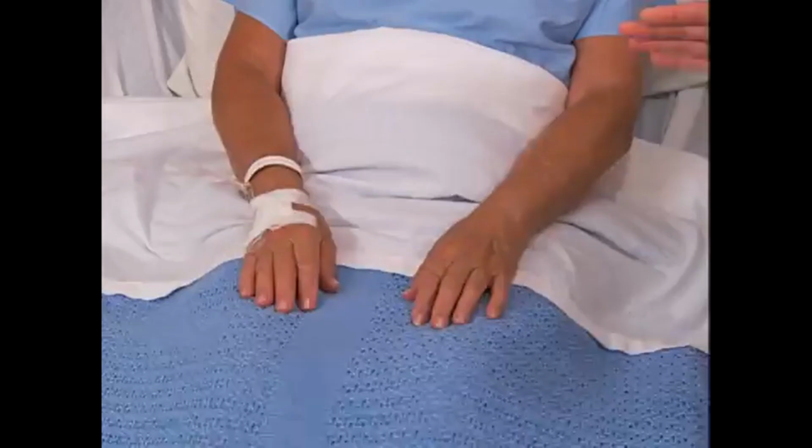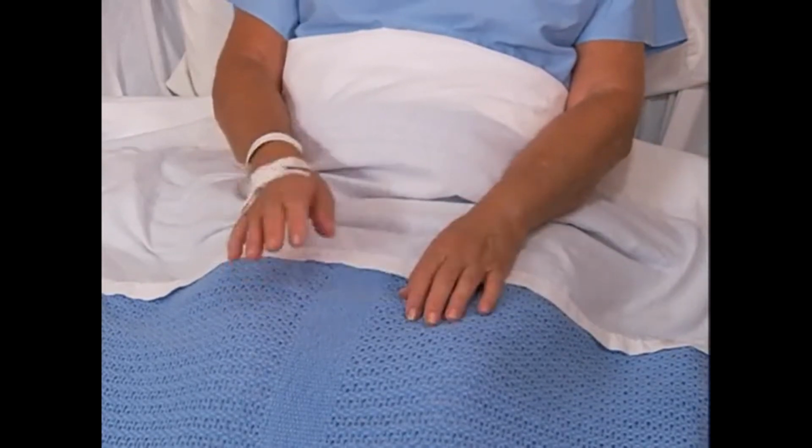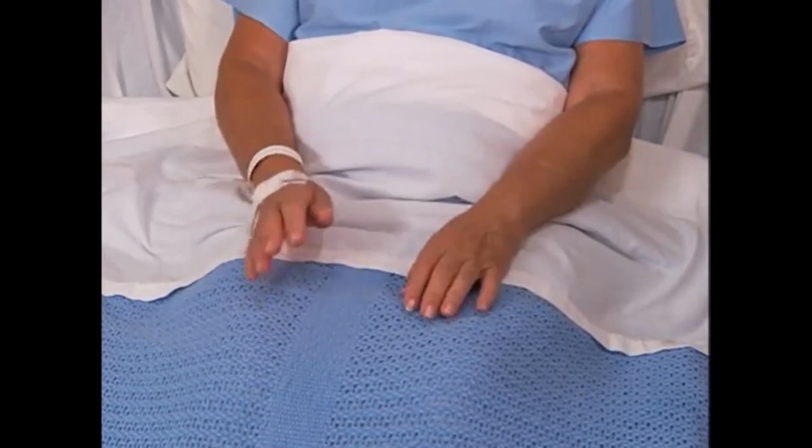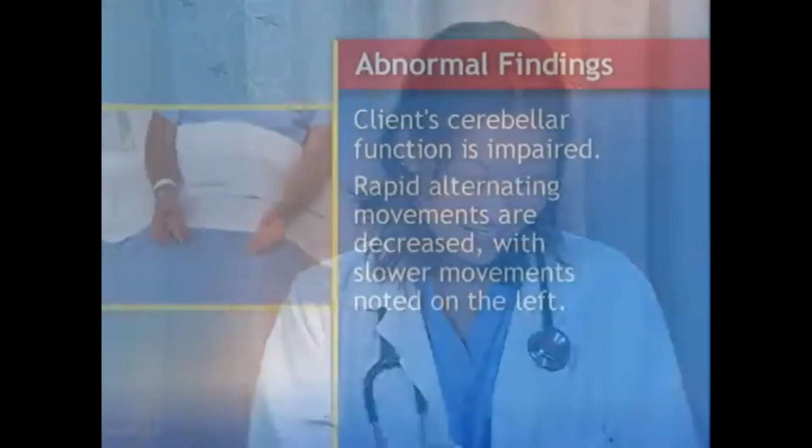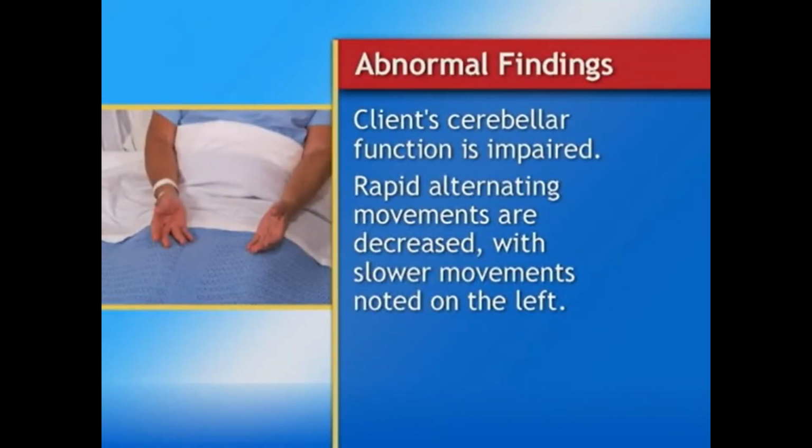Due to her neurological problems, Mrs. Eckhart performs the rapid alternating movements very slowly. Okay, you can stop now. Client's cerebellar function is impaired. Rapid alternating movements are decreased, with slower movements noted on the left.